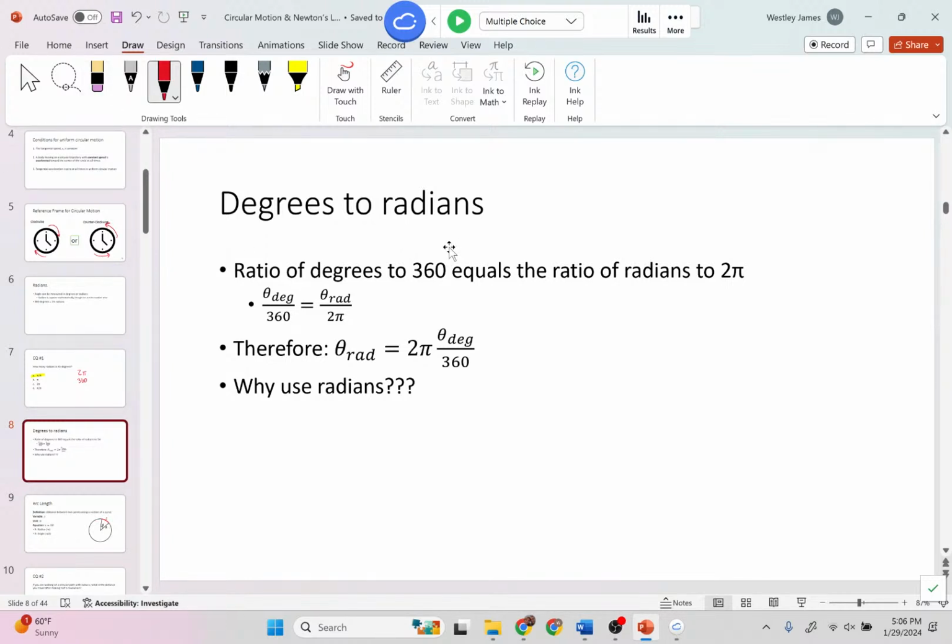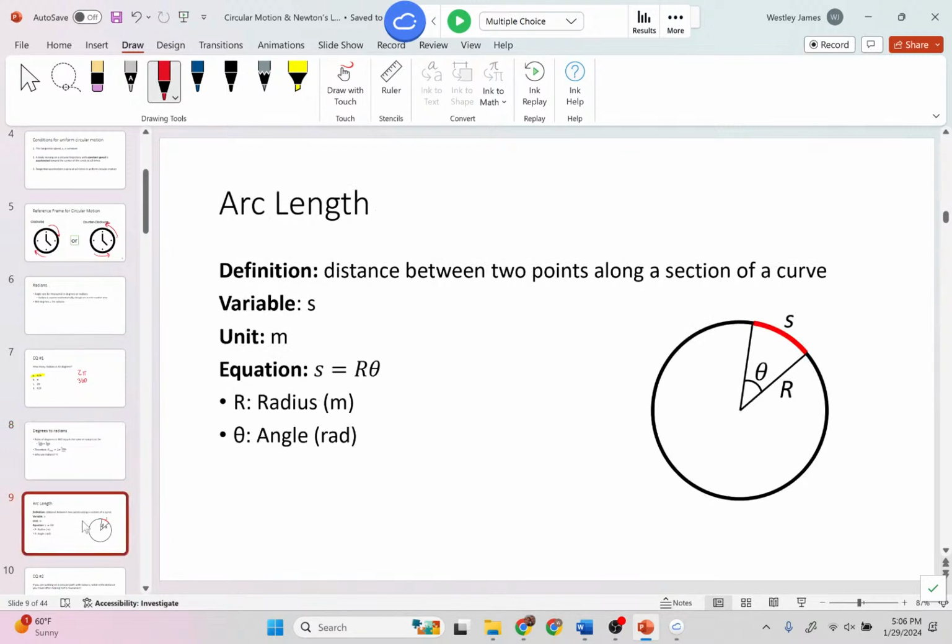So, anyway, ratios. All right, why use radians? Great, there it is. Arc length is one of the reasons. If you want to figure out the distance on a circle, not the whole circle, just a piece of it, all you do is take the angle and multiply it by the radius. If you use degrees, this doesn't work. Radians, this works.